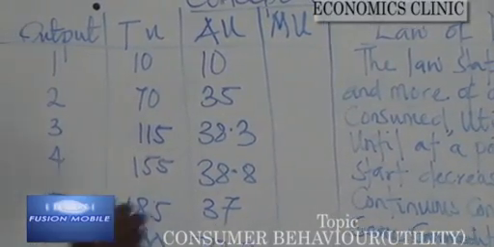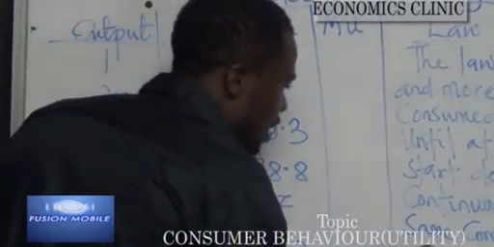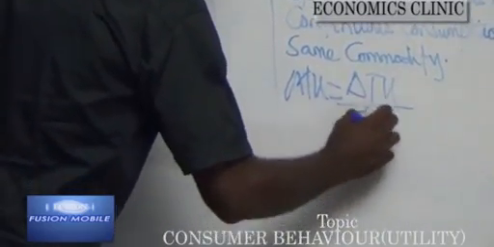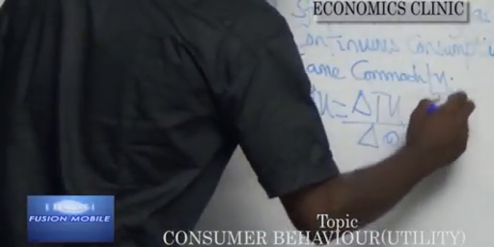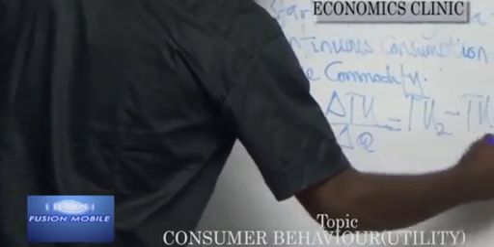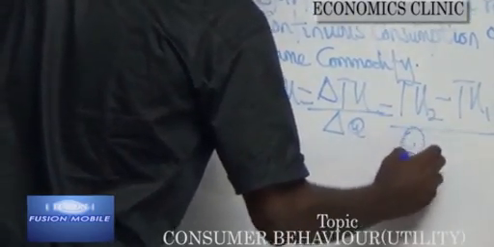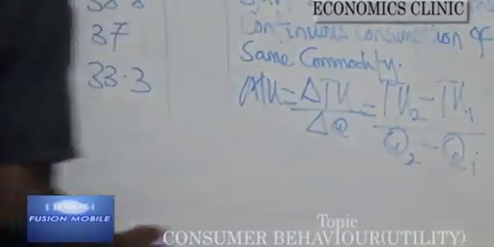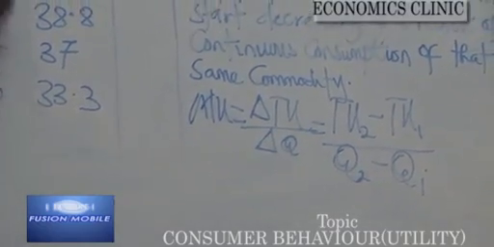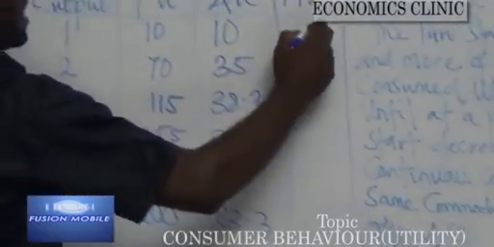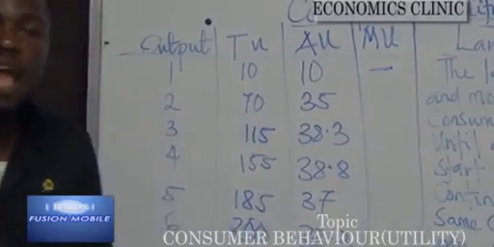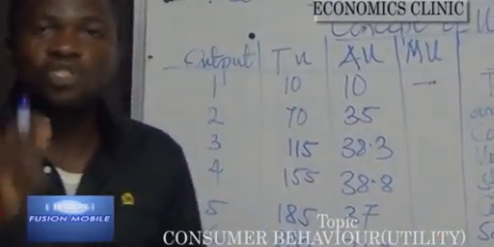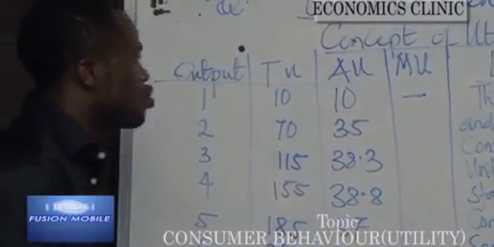Now from here we'll solve marginal utility. Don't forget that marginal utility equals changes in total utility divided by changes in quantity. Here to solve this, we say total utility 2 minus total utility 1 divided by quantity 2 minus quantity 1. Don't forget that at the beginning, marginal utility is always constant, because at the consumption of every commodity, it is assumed that there is no additional consumption.